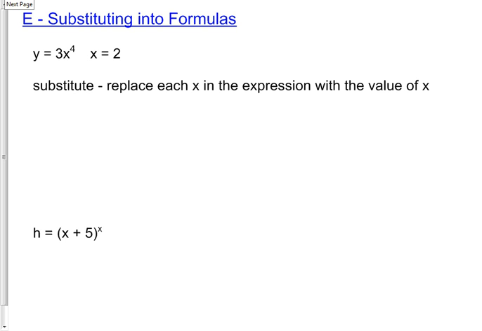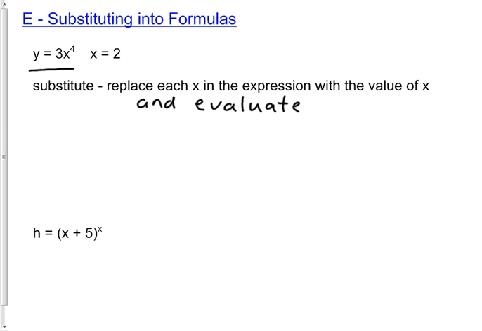Let's say we've got a formula like y equals 3x to the power of 4, and we've got a value of x that we're given, x is equal to 2. When I say substitute, I mean we want to replace each x in the expression, 3x to the power of 4, with our value of x, or with the number 2. And usually we want to evaluate, simplify it so that we have a single number.